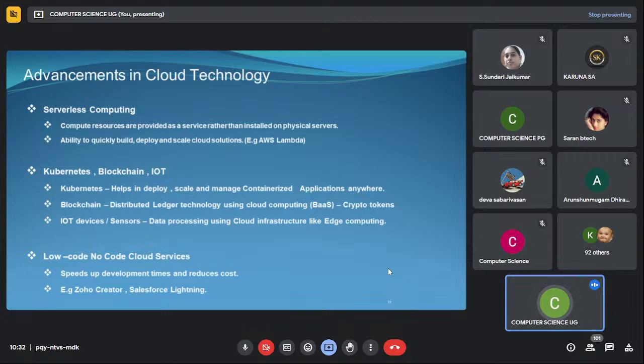And finally, it's IoT devices, which you are familiar with, and you have a lot of cheap sensors available now. Whatever data we collect, how are we going to process it at the server level, and how are we going to make use of it with your applications? Edge computing is one thing which works closely with IoT devices.